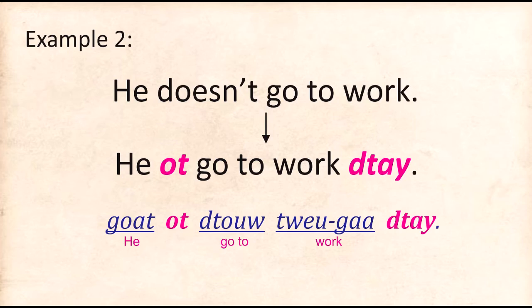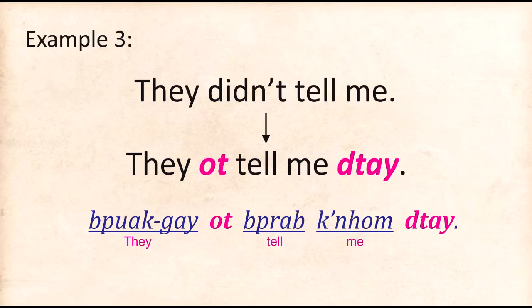Example 3. They didn't tell me. I use in past. They didn't tell me. And when you change into Khmer form, they ought tell me te. So you see, we use it as a present. We don't think about past or future. Okay, good. So the meaning of this sentence is ពួកគេ, it means they. ពួកគេអត់ប្រាប់ខ្ញុំទេ.